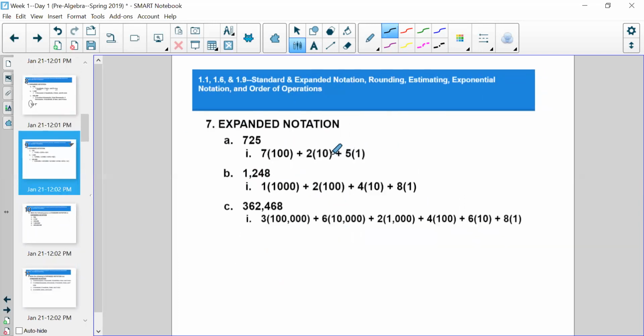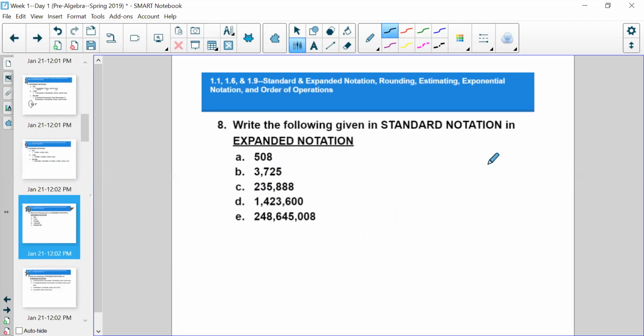You can also look at it another way, where I have 7 times 100 in parentheses. That just means that I have 7 groups of 100, 2 groups of 10, 5 groups of 1. 1,248 just means 1 group of 1,000, 2 groups of 100, 4 groups of 10, 8 groups of 1. So if I want you to expand this one, this would be 5 hundreds, 0 tens, and 8 ones.